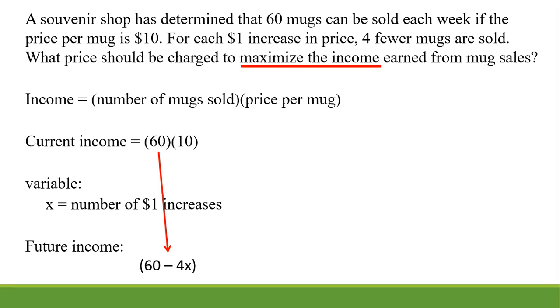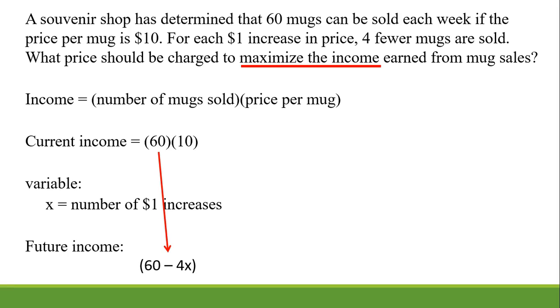Stop and think about why that works. Let's say we had one $1 increase, so we're now charging $11 for a mug. We're going to lose 4 mug sales. So 60 minus 4 times 1 means we'd only sell 56 mugs. What if we have 2 $1 increases? In other words, we're now charging $12 for a mug. Then we would lose 2 of those 4 fewer mug sales, and 2 times 4 is 8, so now we'd be down to 52 mugs sold.